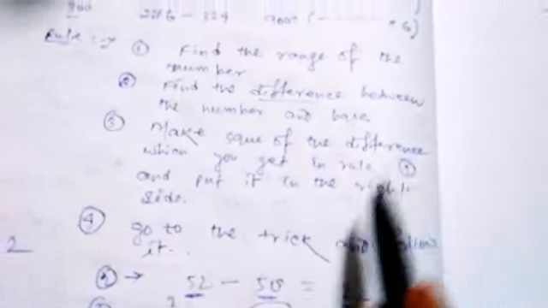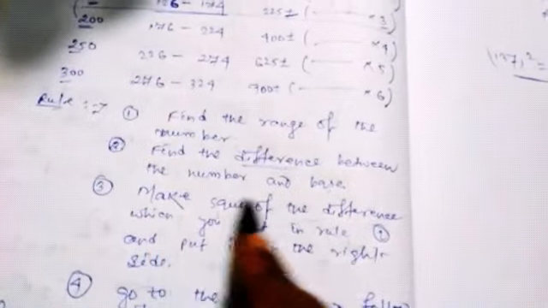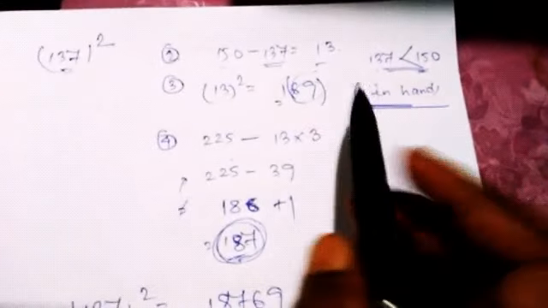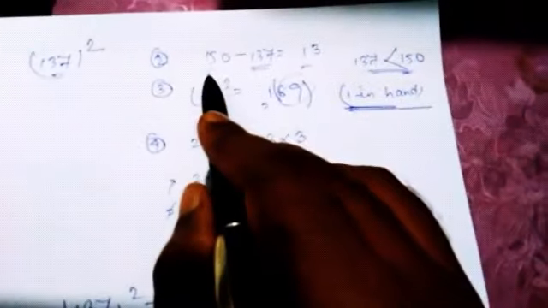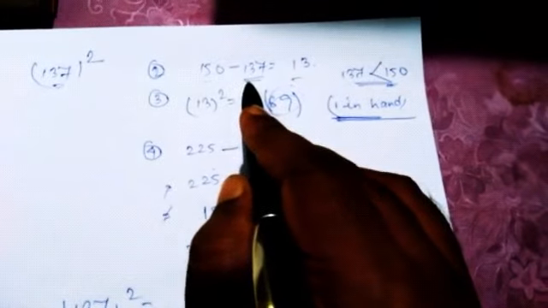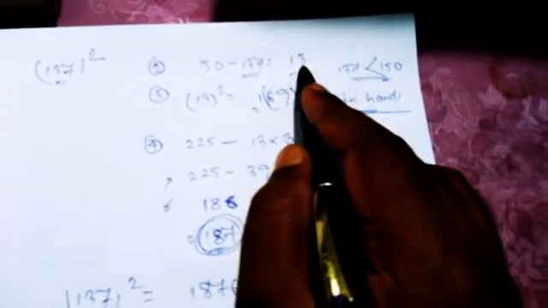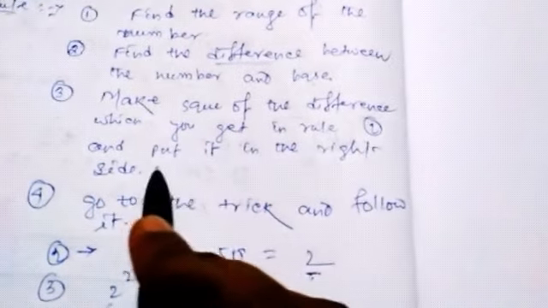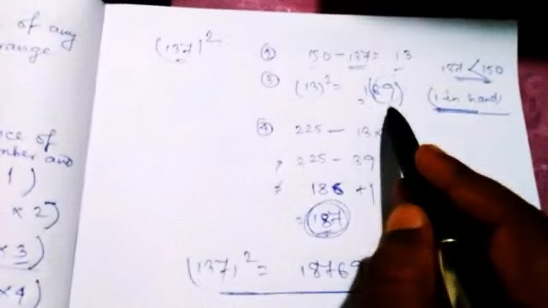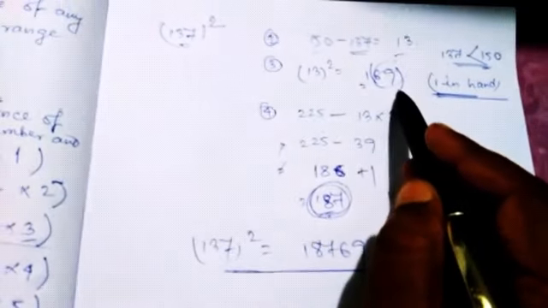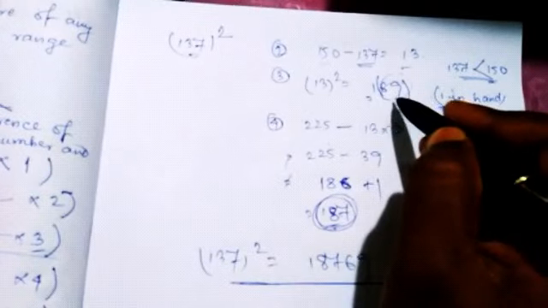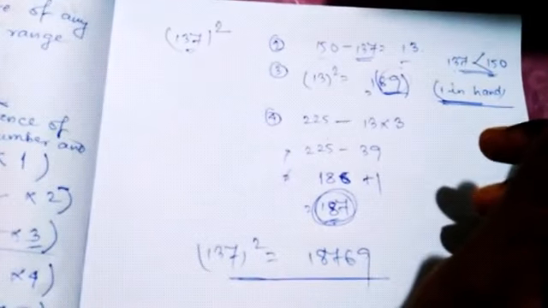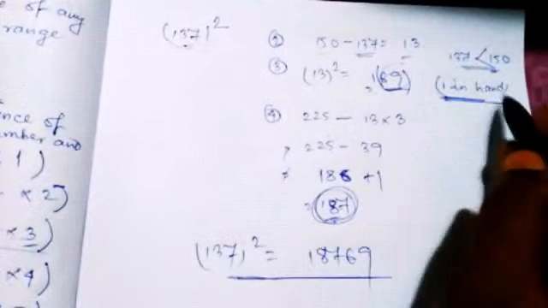And the second rule, find the difference between the number and the base. We have found the difference between the number and the base. That was 150 minus 137. That was only 13. According to the third rule, make square of the difference which you got in rule 2. That is 13 square. That is 169. And from there we will take only 69, only 2 digits, and one will be in hand.